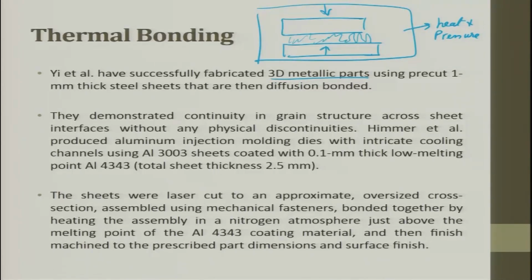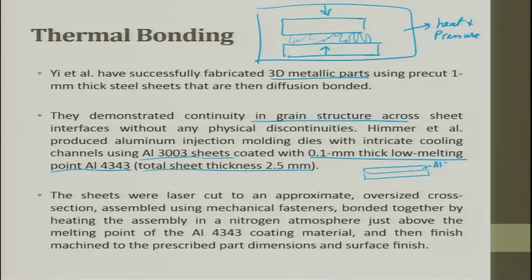They demonstrated continuity in grain structure across the sheet interface without any physical discontinuity. So, you get a better grain consolidation. Himmer produced an aluminum injection molding die with intricate cooling channels using AL3003 sheet coated with 0.1 millimeter thickness of low melting point AL4343 material. So, the total thickness is 2.5. That means to say, like cladding you can do: take one sheet of higher melting point, other sheet of low, and then you can do.